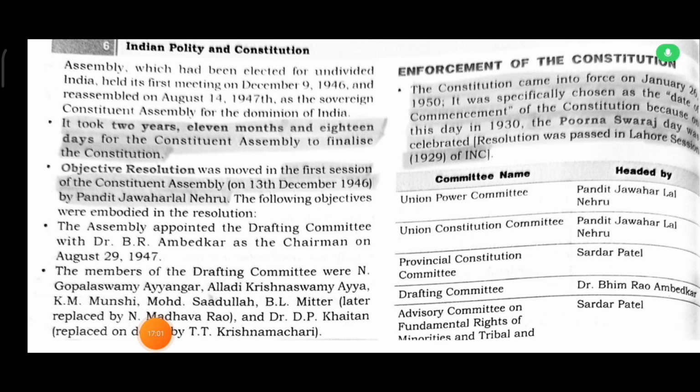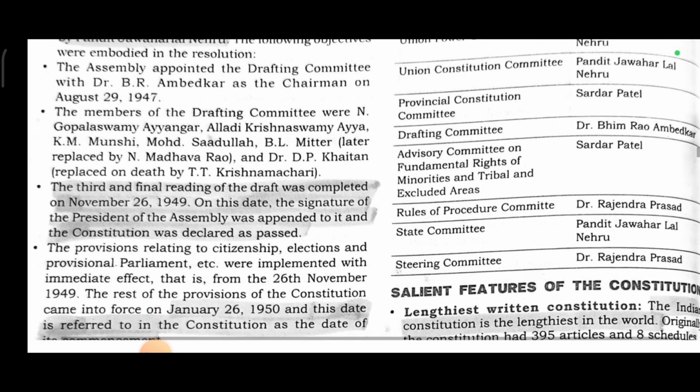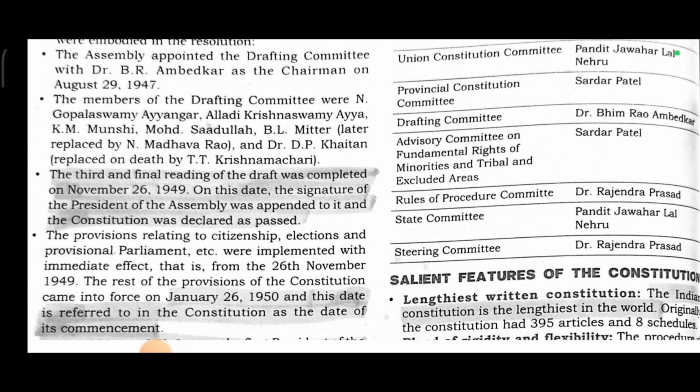It took 2 years, 11 months, and 18 days for the Constituent Assembly to finalize the Constitution. The Objective Resolution was moved in the first session of the Constituent Assembly by Pandit Jawaharlal Nehru. The following objectives were embodied in the resolution. The Assembly appointed the Drafting Committee with Dr. B.R. Ambedkar as the chairman on August 29, 1947.